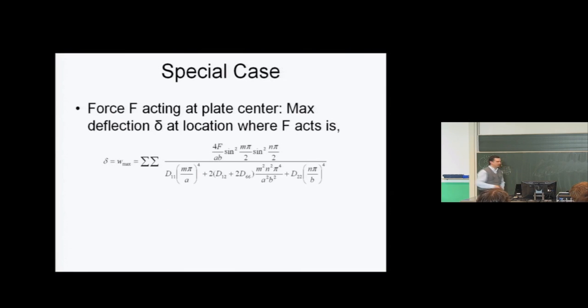Of course, the special case is the force acting in the middle, which gives us the largest deflection. In that case, by substituting x0 is a over 2 and y0 is b over 2, you can show that this is the center deflection. Remember, that's for a simply supported plate for which D16 and D26 are 0, and the layup is symmetric, so the B matrix is 0.